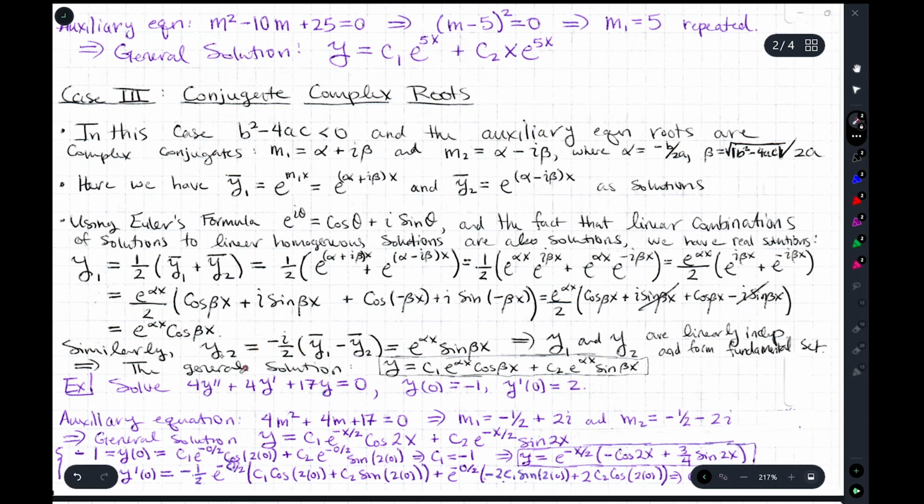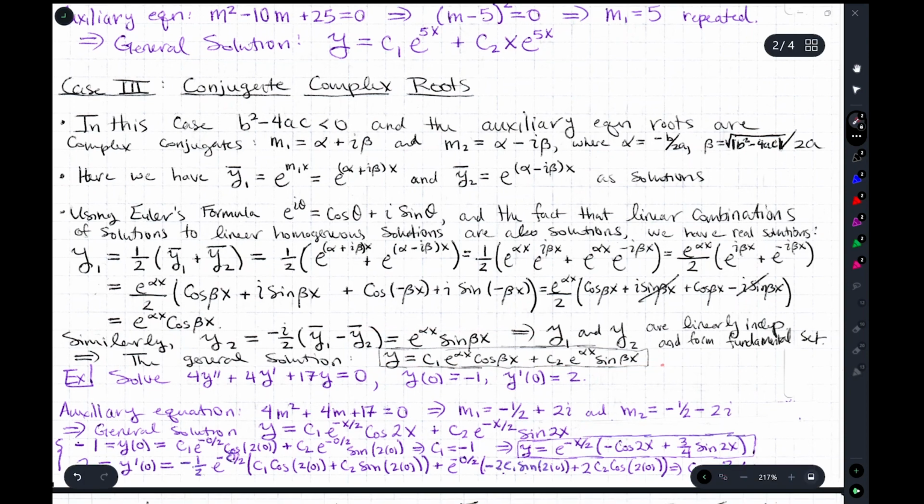Similarly, we could multiply the difference of these two solutions by negative i over 2, and if you just follow similar steps and apply Euler's formula, you'll end up getting that this here is also a solution. And this solution is linearly independent from this solution, so we found two real linearly independent solutions, and so those constitute our fundamental set for this second order equation. And we then have our general solution, which looks like this. It's of this form here.